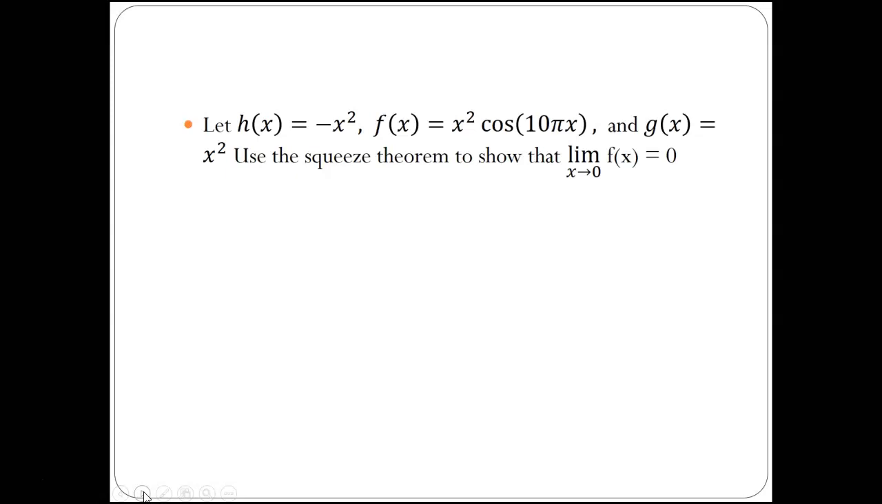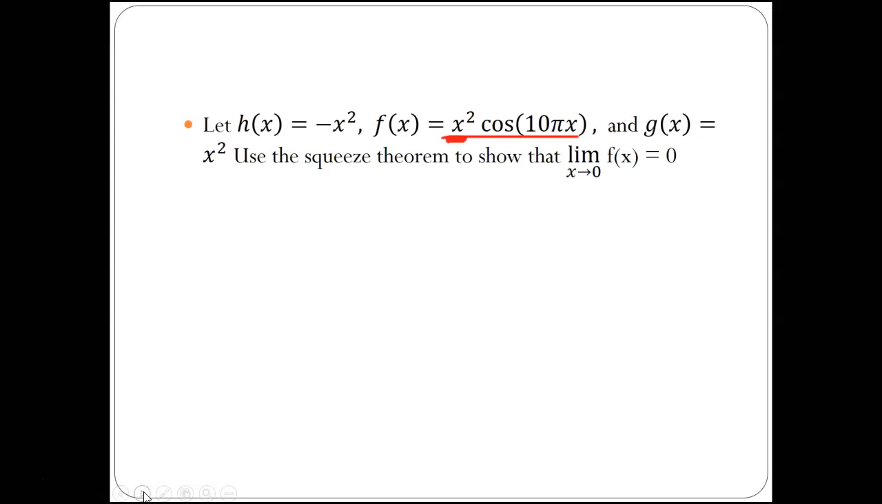So we have h of x equals negative x squared, f of x equals x squared cosine 10 pi x, and g of x equals x squared. Use the limit of x approaching 0 of f of x with the squeeze theorem to show that it's equal to 0. So again, we can see that f of x incorporates the x squared.